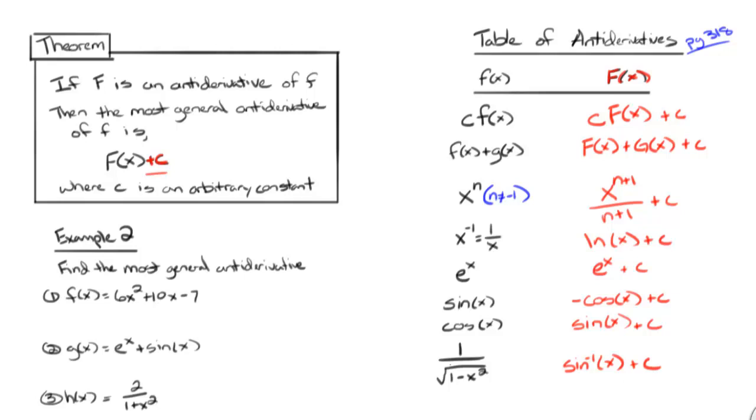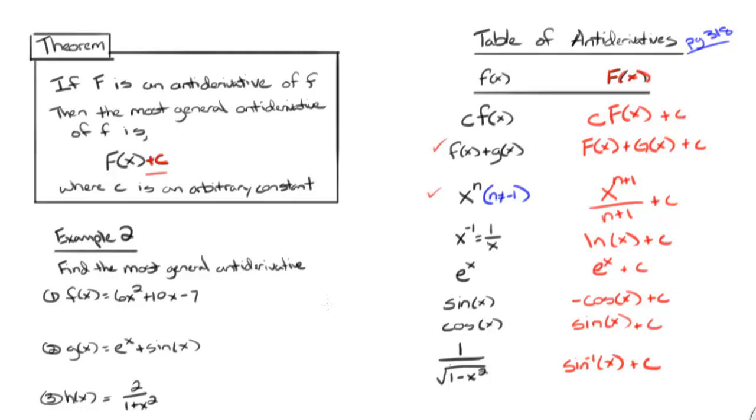All right, but first let's look at this second example. In this case, we're asked to find the most general antiderivative of these three functions. f of x is 6x squared plus 10x minus 7. All right, so in this case, two things are at play. First, we can apply this strategy. Again, what that means is we can attack each term individually, which makes things very nice and a lot easier.